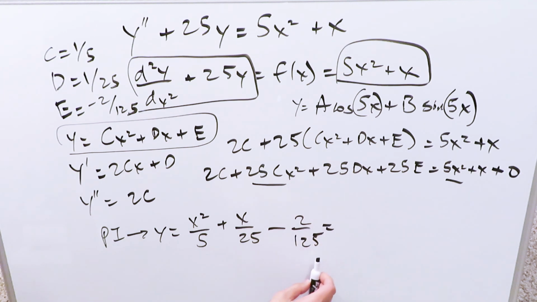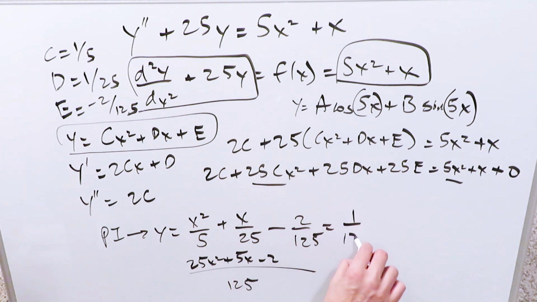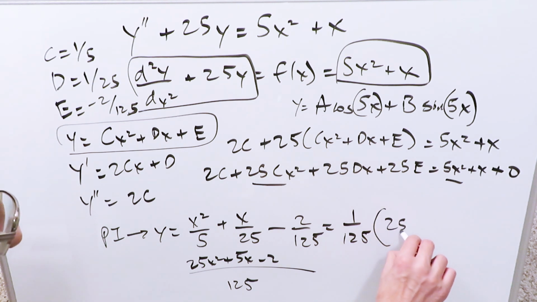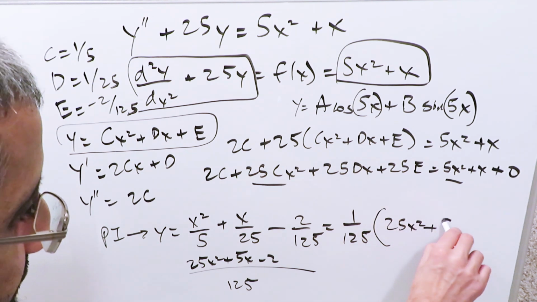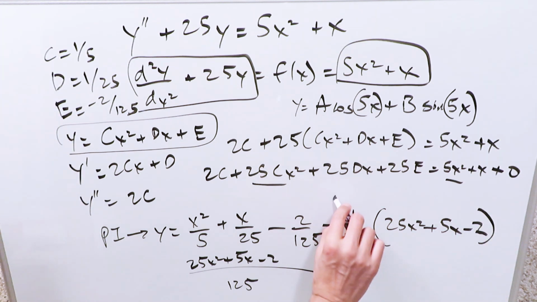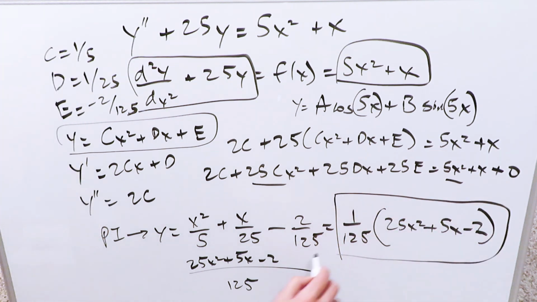If you want to bring everything to a common denominator, you can, and there's nothing wrong with it. I have 25x squared plus 5x minus 2, and you can push the 1 over 125 outside. This in its entirety right here is my particular integral. y is equal to all of that. Let's present our general solution, and we are done with this question.